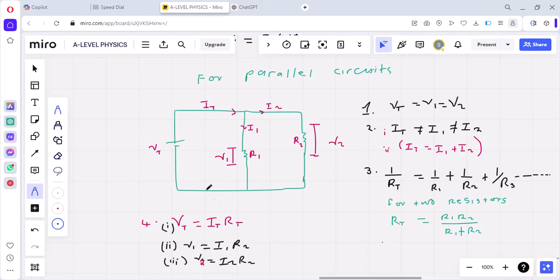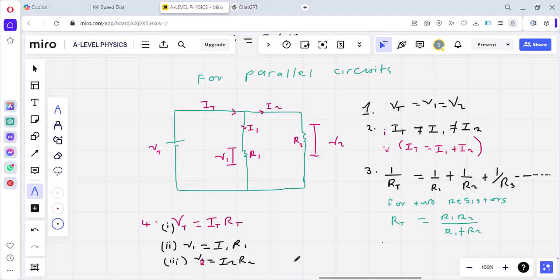Similarly, if you want to get the total voltage, we multiply total current times total resistance. Then if you want to get the voltage across one resistor, you multiply the current through that resistor times the resistor itself. So this here should be resistor 1, not resistor 2. And similarly, voltage 2 will be current 2 times resistor 2.